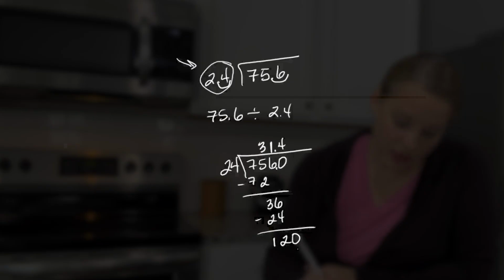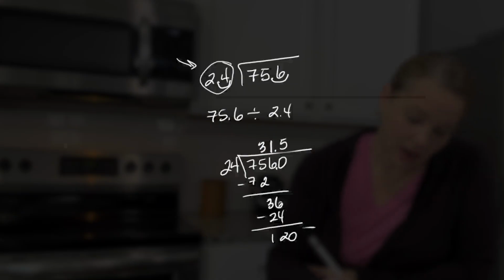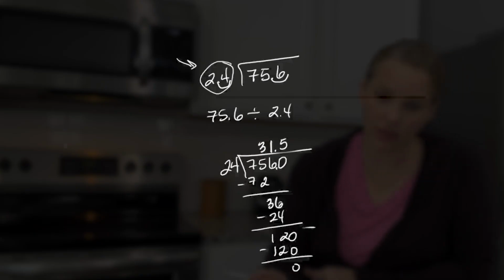So 4 times 4 is 16, carry the 1. 4 times 2 is 8, plus 1 is 9. Oh, I think you might have been right. It's 5. Yep, you're right. So we got to go back. So it does go 5 times. 5 times 4 is 20, carry the 2. 5 times 2 is 10, plus 2 is 12. So it's actually a nice round number.